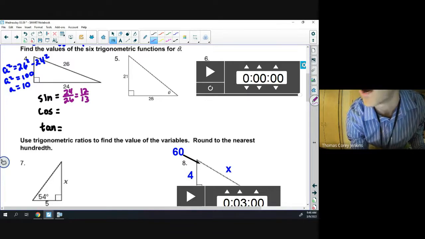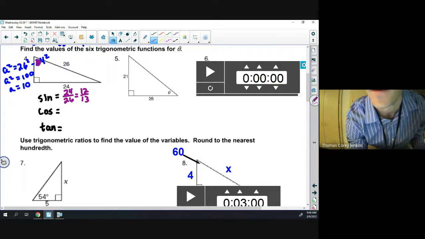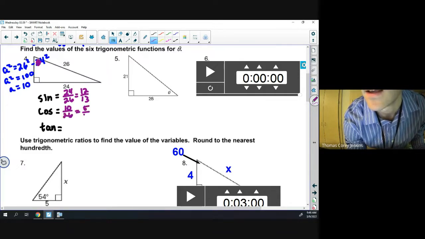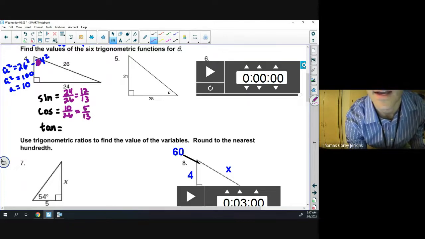All right, so what would cosine be? Here's theta. That might be why you all... So cosine would be 10 over 26, or 5 over 13. And then finally tangent. What's that going to be? 24 over 10. Very good. The more of these you do, the better you get.